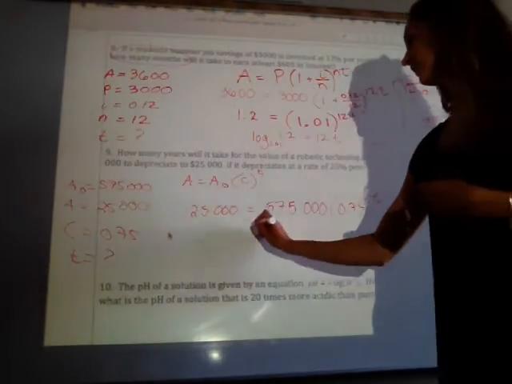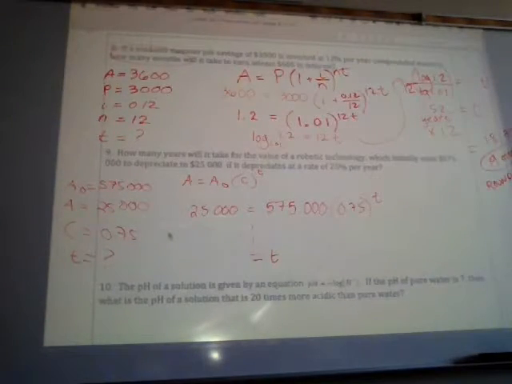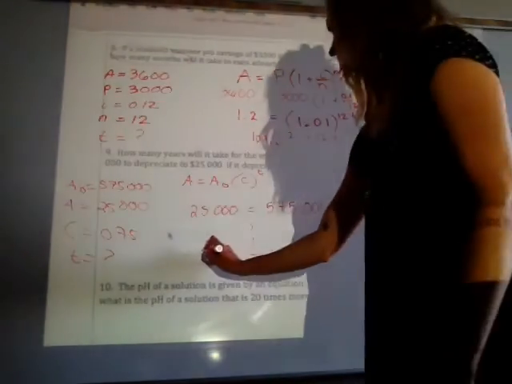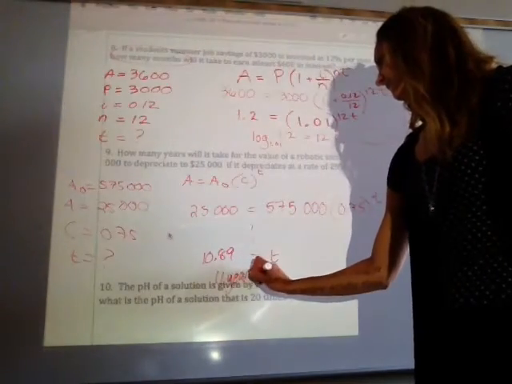So if you did want to further solve, t equals 10.89, and you'd round to 11 years.